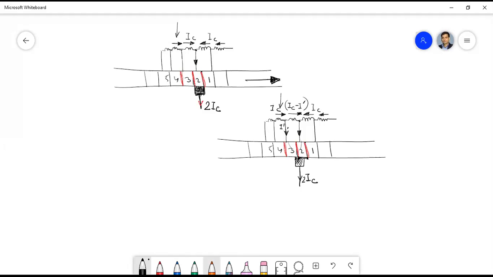What I am doing, I am applying my KCL here, at this point. Now IC current is coming and I prime current is passing through commutator segment 3. That means the coil current from left to right will change, and it will be IC minus I prime. Okay?